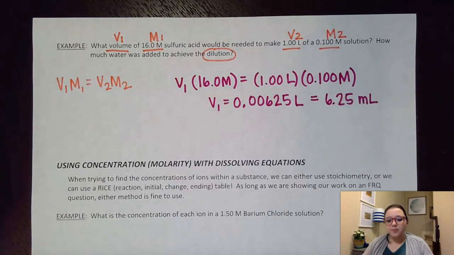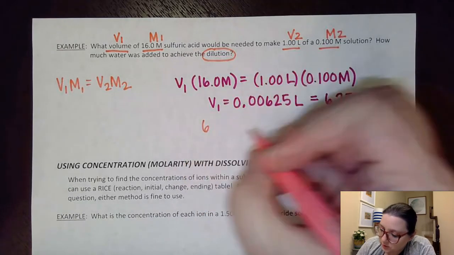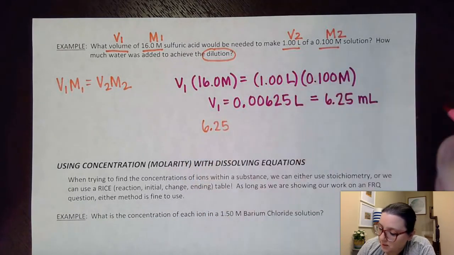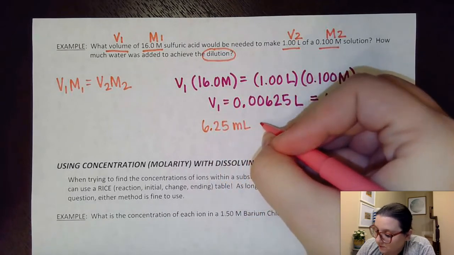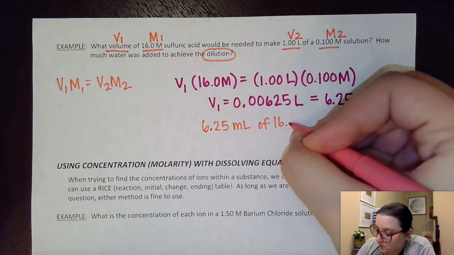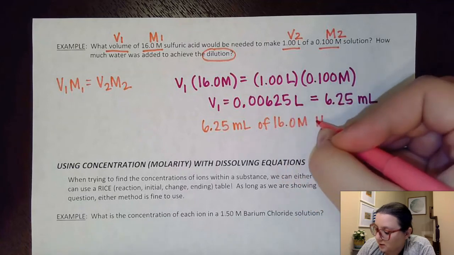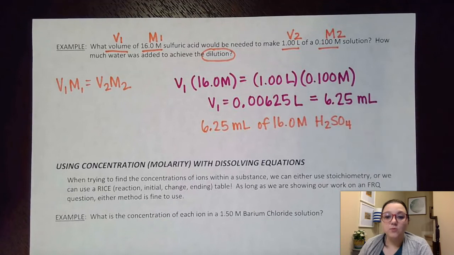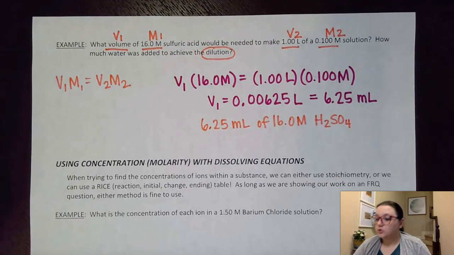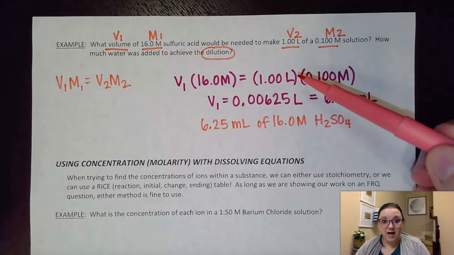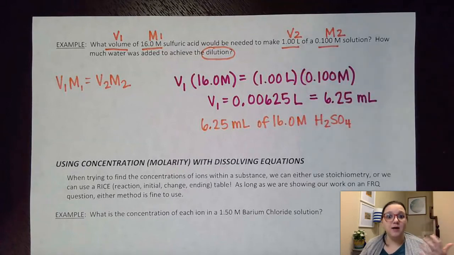So in thinking about the preparation process here, what that would mean is that I would want to measure out 6.25 milliliters of 16.0 molar H2SO4. And what I would do is then add that to a 1 liter volumetric flask, and then I could fill that up the rest of the way to the 1 liter and have my total solution. So I could very easily use a volumetric flask to prepare this.